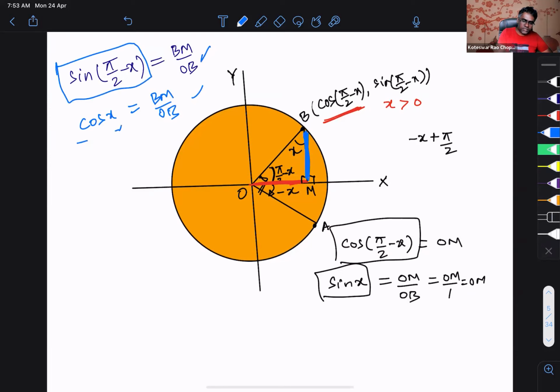Are we okay? So the idea is, if you have an input x and you are taking it away from pi by 2, then sine of pi by 2 minus x is going to give you cos x, and cos of pi by 2 minus x is going to give you sin x. Kind of complementary.